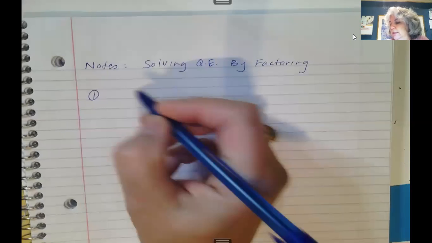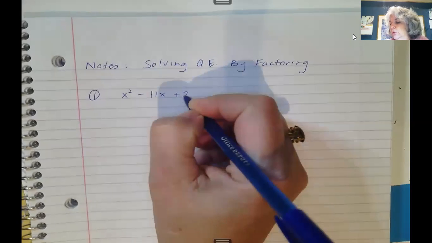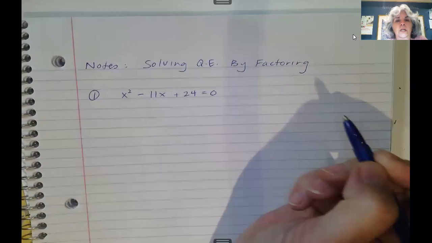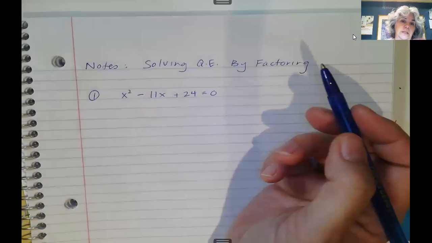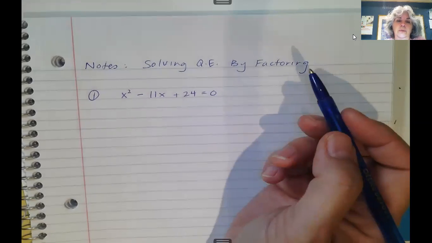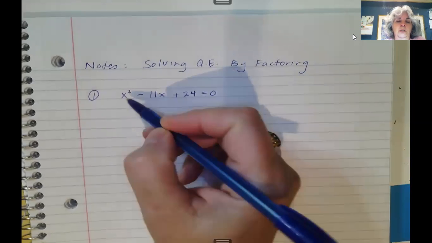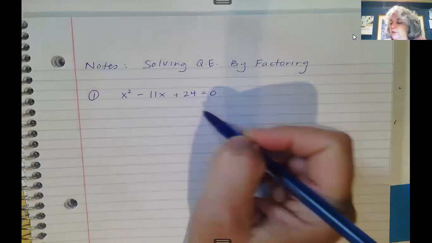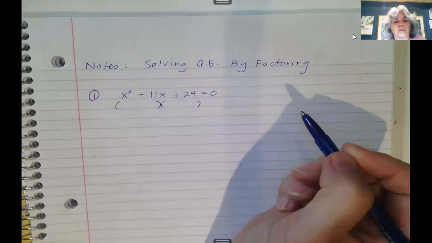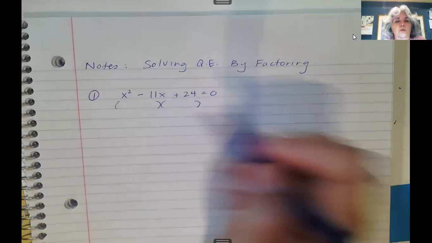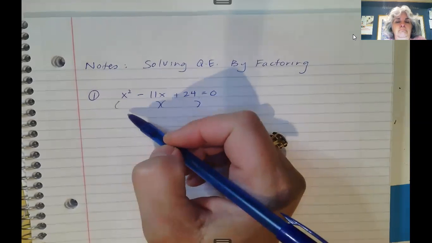Number 1 is x squared minus 11x plus 24 equals 0. The first step was to set the equation equal to 0. That's already done in this example. So the second step is to factor the quadratic. Here we have a quadratic trinomial, and the way we try to factor that is to set up the double parentheses. So we're going to factor that left-hand side. Since this has a coefficient of 1, probably the easiest method is the guess and check method.